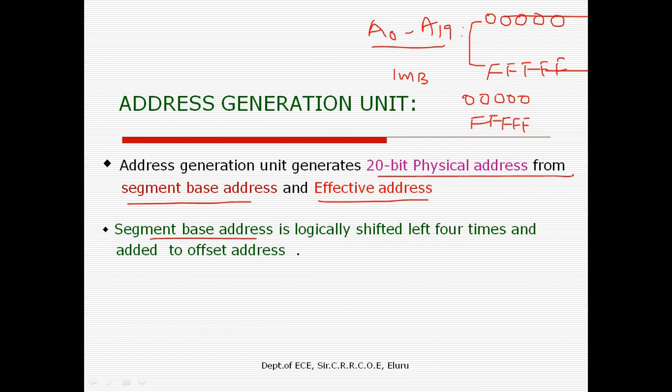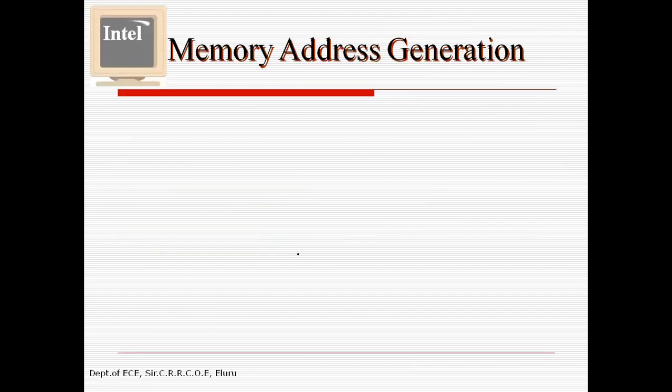But the point is how the 20-bit physical address is generated for the processor. In order to generate the 20-bit physical address, we require two 16-bit addresses. They are the segment base address, which is provided by the segment registers, and the effective or offset address, which is provided by the instruction pointer register. If you have these two 16-bit addresses, then you can generate the 20-bit physical address. So how can we generate it? The segment base address is logically shifted left by 4 times, and if it is added to the offset address, then we can determine the 20-bit physical address.